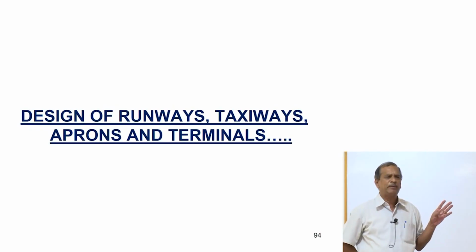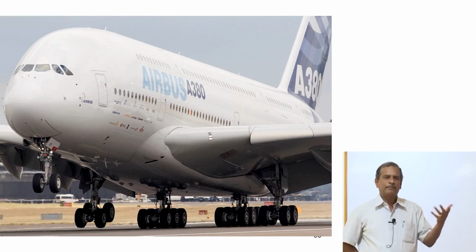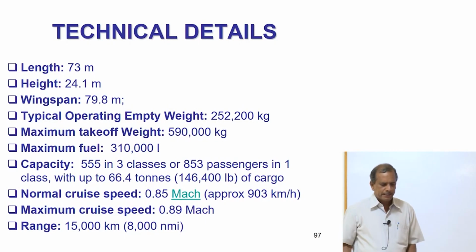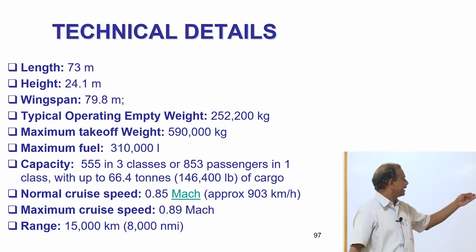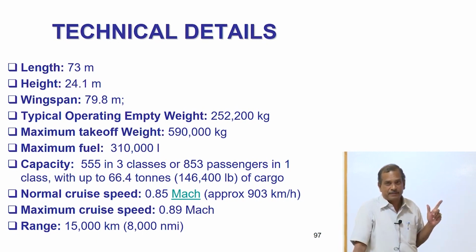There are several runway pavements that have to be rehabilitated, reconstructed. The challenge before you is how do you do that? For example, the Airbus that has been constructed, its capacity is more. The challenge before you as a transport engineer is that the capacity of this is 555 in three classes or 853 passengers in one class. But the issue that you should see is that the maximum takeoff weight is 590 tons.